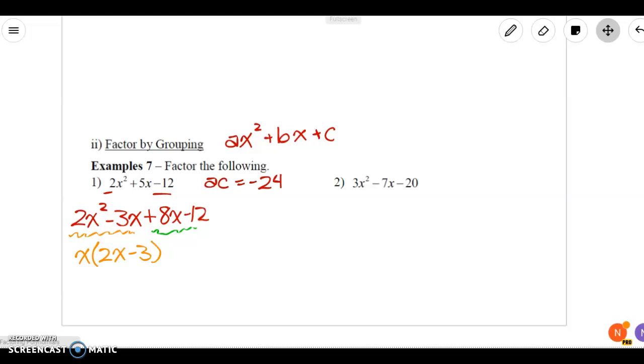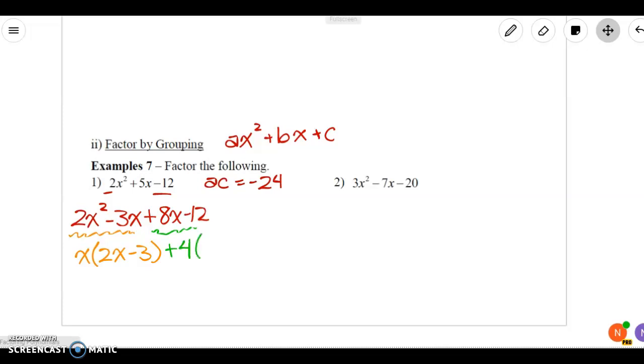Now I'm going to do something similar with my next 2 terms. I've got 8x minus 12. I can't really factor out an x this time, but I have 8 and negative 12. I could factor out a 4 from that. I'm going to look at that 8x to guide me on whether that should be positive or negative. It's positive, so I'm just going to factor out positive 4.